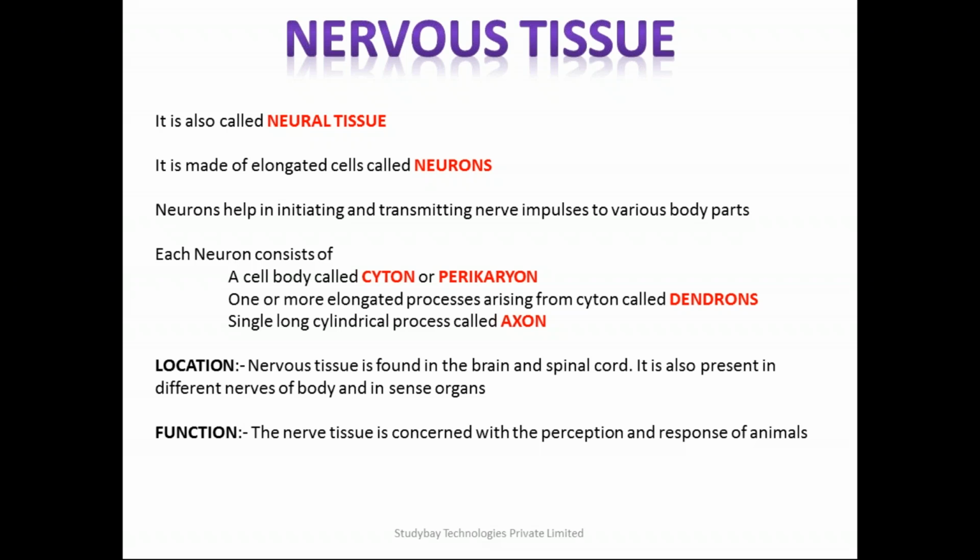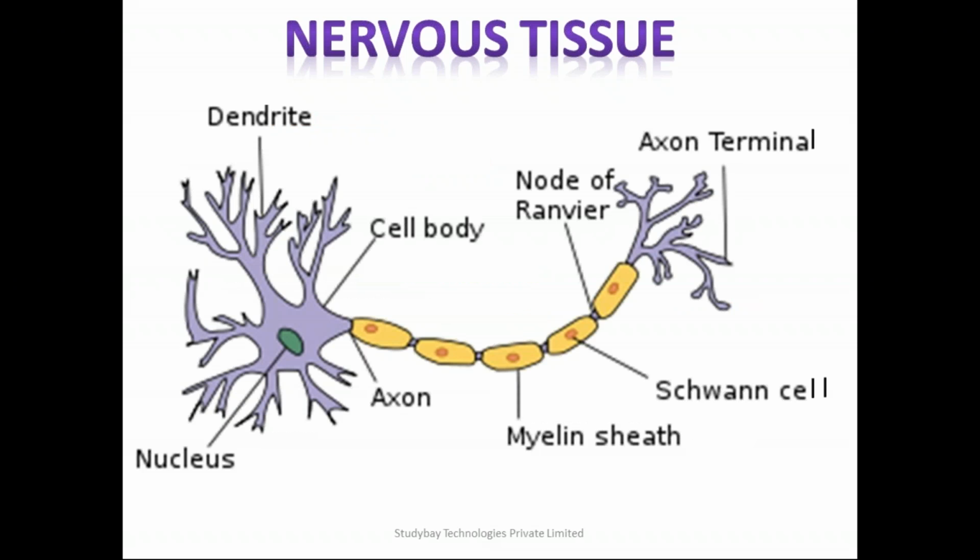In a similar manner you can see this diagram, which is the detailed structure of our nervous tissue or neuron. You can draw this in your notebook and practice this diagram as much as you can, so that you can get expertise in it and work on it accordingly.